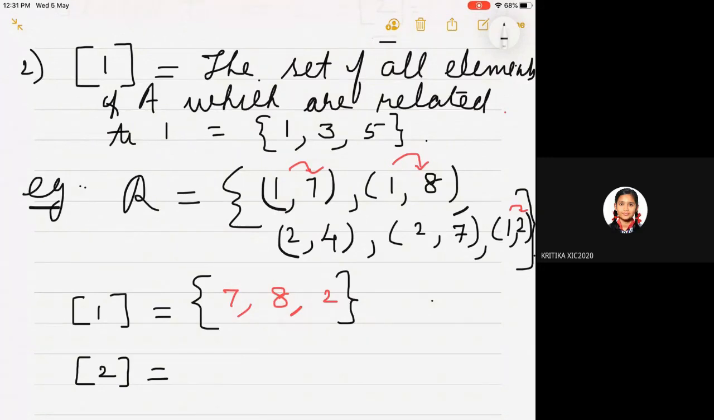Now equivalence class of 2 means what will that be? It is the set of all elements which is related to 2. Who are 2's friends? 2's friend here will be 4. 2's friend here will be 7. And here 2's friend will be 1. Understood? So these are the equivalence class of 2.